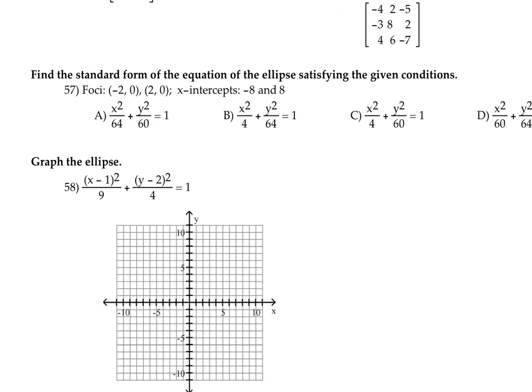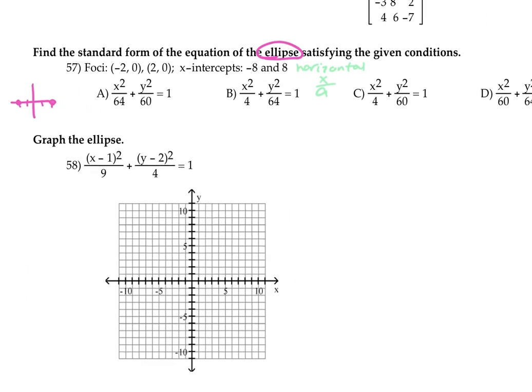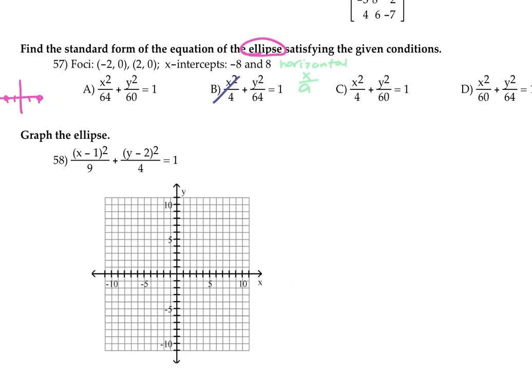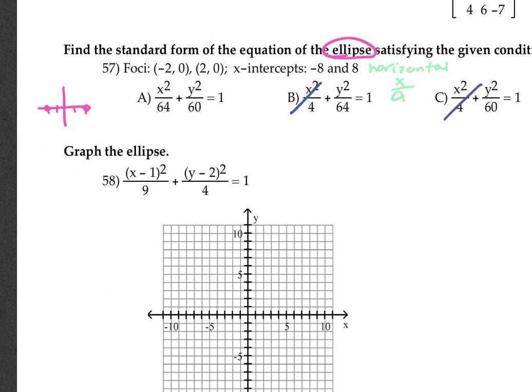Okay, 57 goes back to the equations of ellipses. If it's an ellipse, which first of all is very important to know what conic it is, you're given that the foci are negative 2, 0, and 2, 0. That means they're on my x-axis here and here. If the foci are on that axis, that means the vertices are also on that axis, which means this is a horizontal ellipse, which means the x squared gets the a. So already I can look at my answer choices and eliminate anything in which the x has the smaller value, which leaves only one option. Let's say it didn't. I would then go to the next piece.